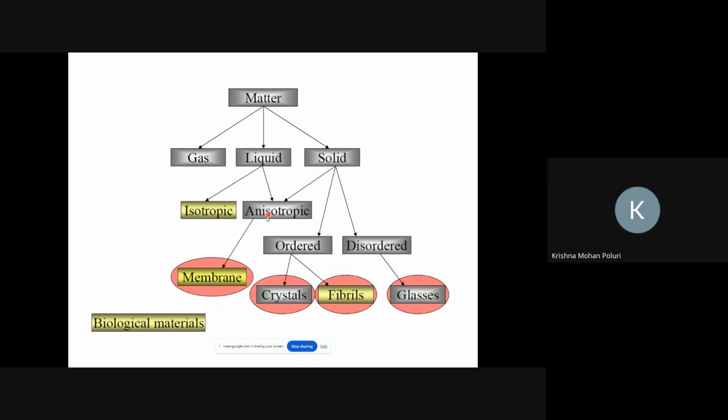In solids and liquids, you can take any liquid. People have done anything as long as you have an active spin, you can do it. I will show you what an active spin is. And you will get atomic level information. As I showed you, you can do membranes, crystals, fibrils, glasses. You can always do paints, wood, whatever you want to do.